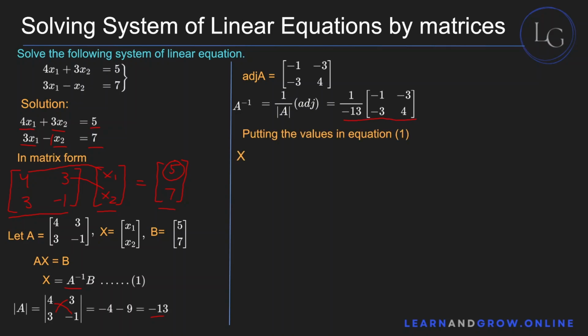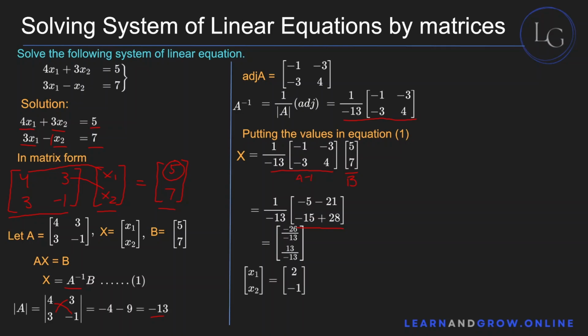Now if you put this into the equation X is equal to A inverse B, X is equal to this here. This is A inverse and this is B. Now what you'll do here is first multiply the adjoint of A with B to get this, and now you'll divide by the determinant of A, and then you'll get this, which gives us the solution that x1 is equal to 2 and x2 is equal to 1. So we've solved the system of linear equations by matrices.